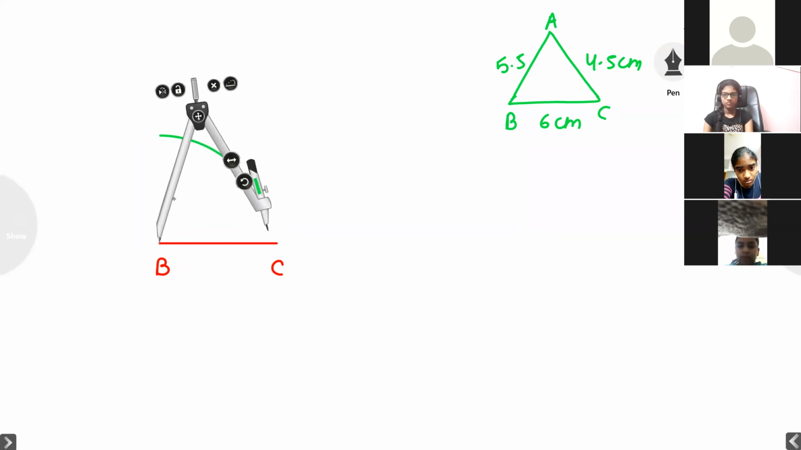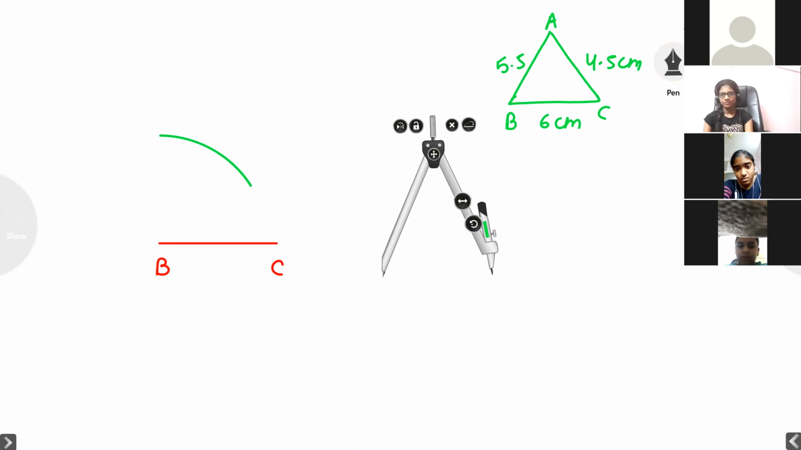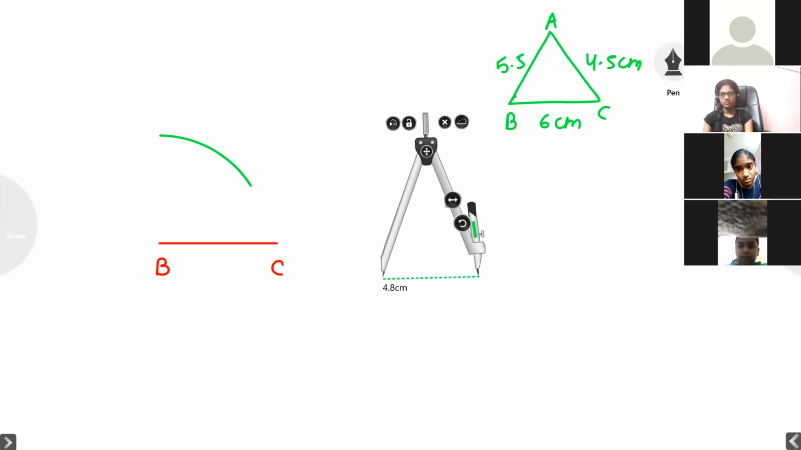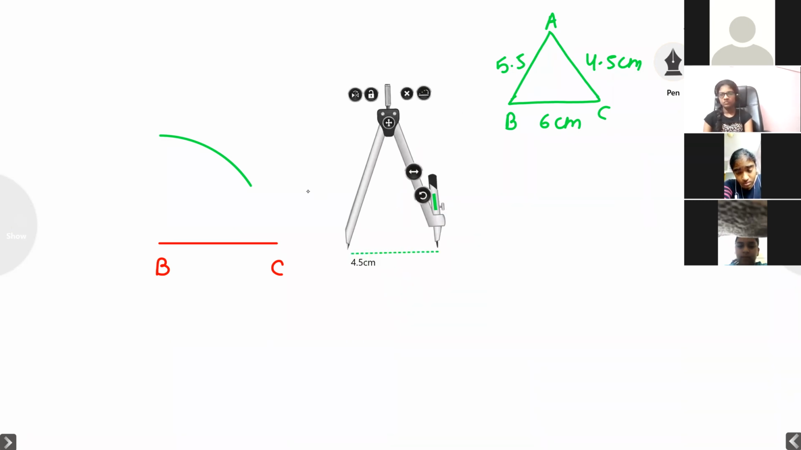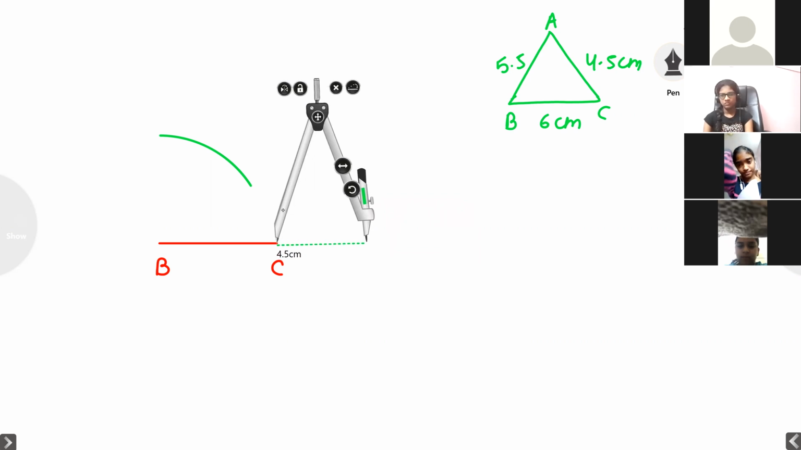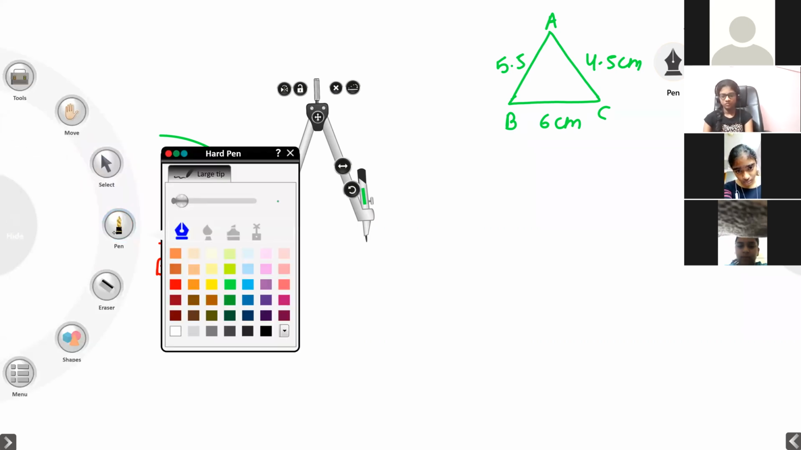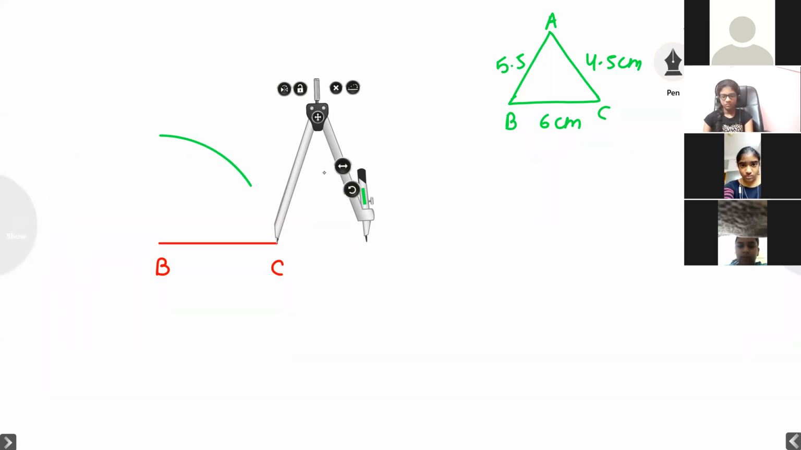Completed. Next, again, take C as a center. Draw an arc of radius 4.5 centimeter. I want to keep my metal point at point C. Draw an arc of radius 4.5 centimeter.